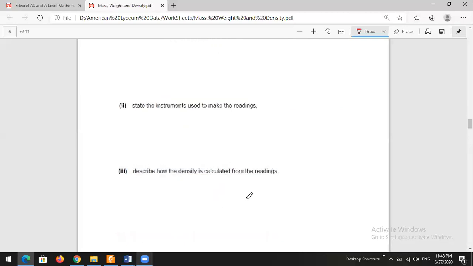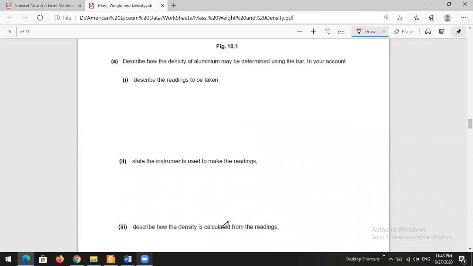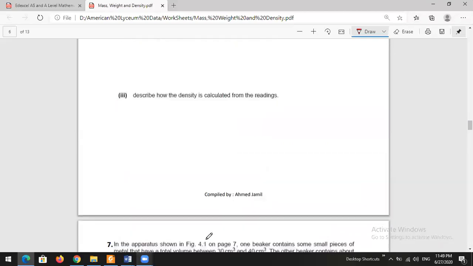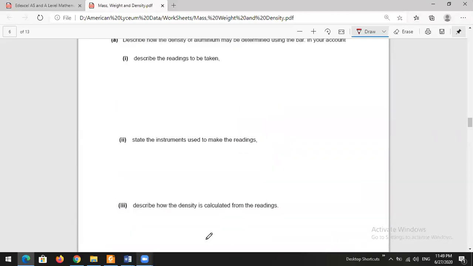Describe how the density is calculated from the readings. Actually, I have described this. You just have to divide the mass by the volume to get the density. So question number 6 done.